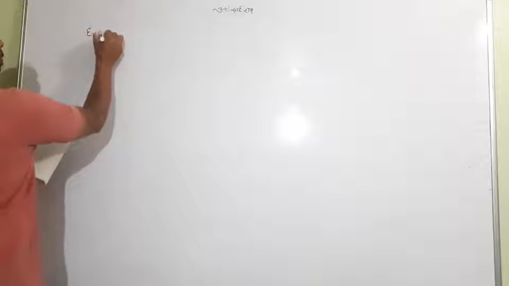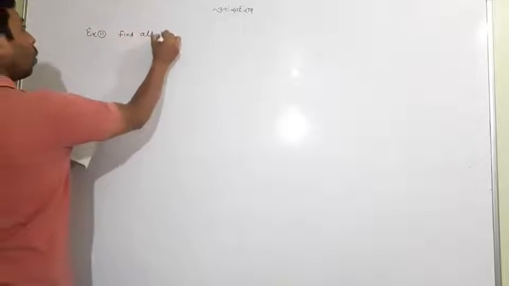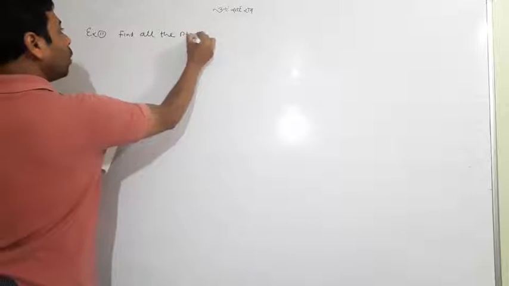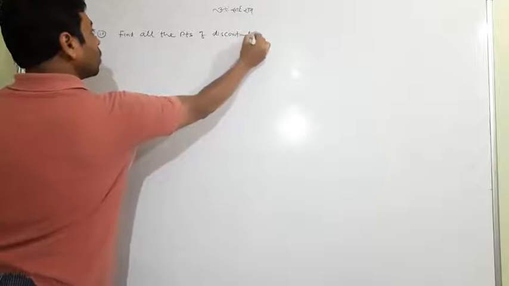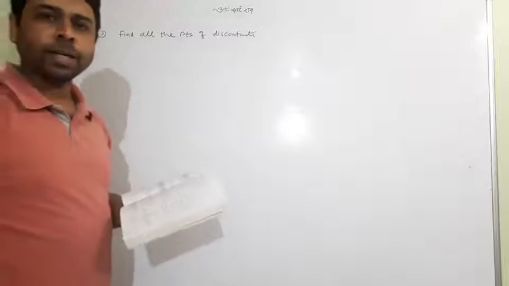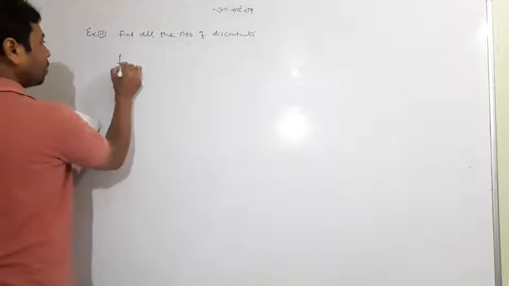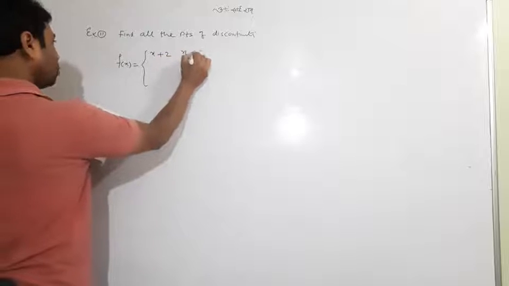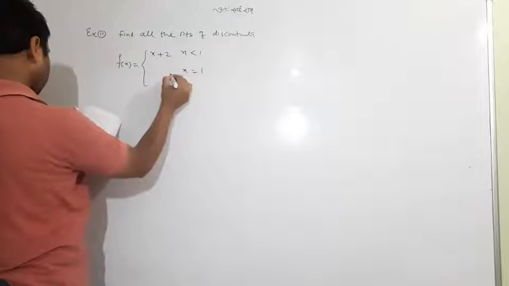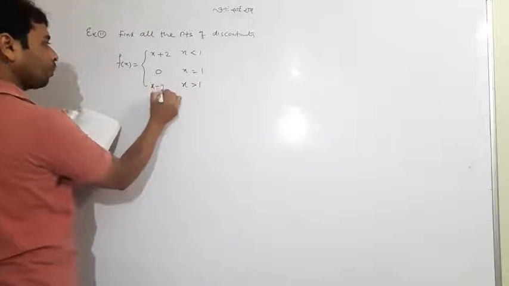Example number 11. Find all the points of discontinuity. Meaning we want to find at what point the function is discontinuous. This is the function and the question: x plus 2 for x less than 1, 0 for x equal to 1, and x minus 2 for x greater than 1.